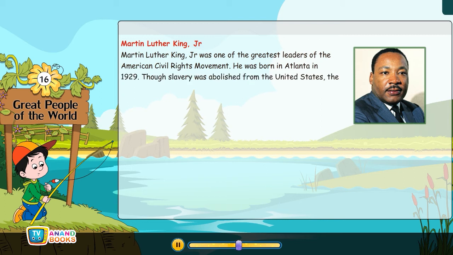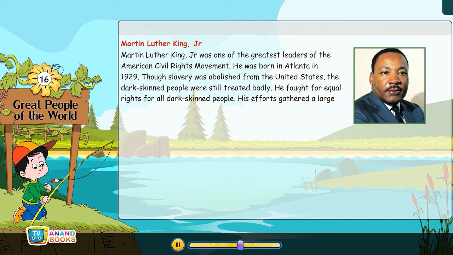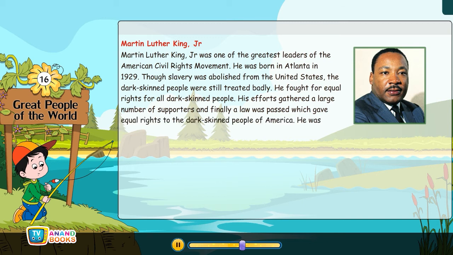Though slavery was abolished from the United States, the dark-skinned people were still treated badly. He fought for equal rights for all dark-skinned people. His efforts gathered a large number of supporters, and finally, a law was passed which gave equal rights to the dark-skinned people of America. He was awarded the Nobel Peace Prize in 1964.